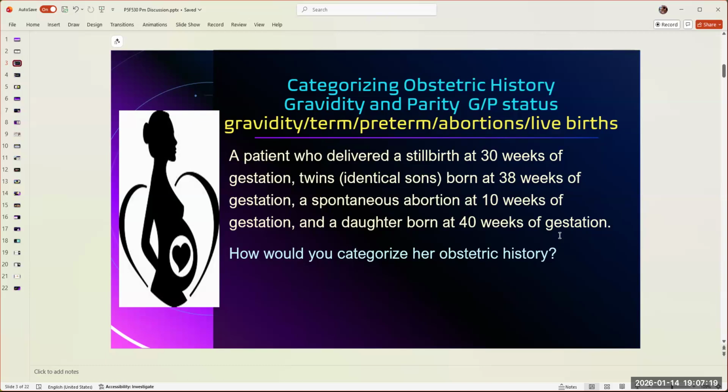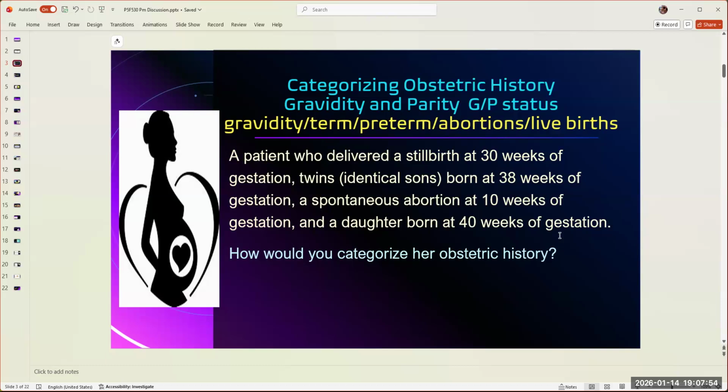Okay, and then the last column is the total number of babies that she has delivered over her lifetime that survived, that were alive when they were born. Okay, so let's take an example. We're going to categorize this woman's obstetric history. She said she delivered a stillbirth. In other words, a baby was not alive when she delivered at 30 weeks.